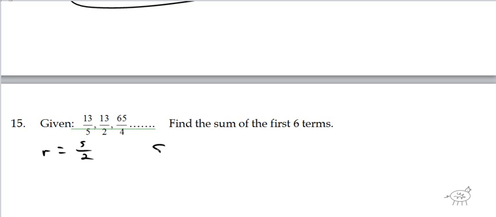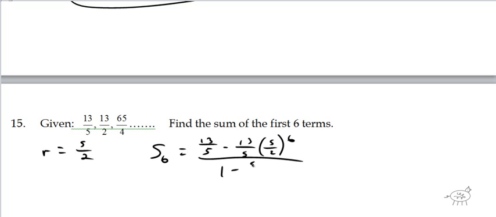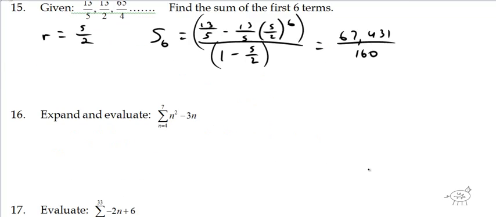So it's just s sub 6 is equal to a sub 1, so 13/5. There's a lot of parentheses in this one. Minus 13/5 times r to the nth power. Please don't do n minus 1 to the nth power over 1 minus r. Okay, so again, lots of parentheses around those fractions, around the top, or just hit enter on the top, and then parentheses definitely on the bottom. And your answer in fraction form comes out to be 67,431 over 160. Okay? Looks a little complicated, but it's actually not that bad.